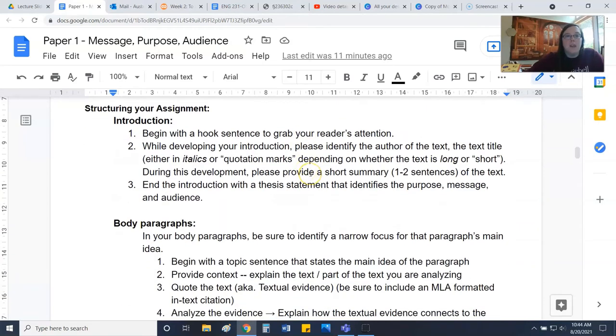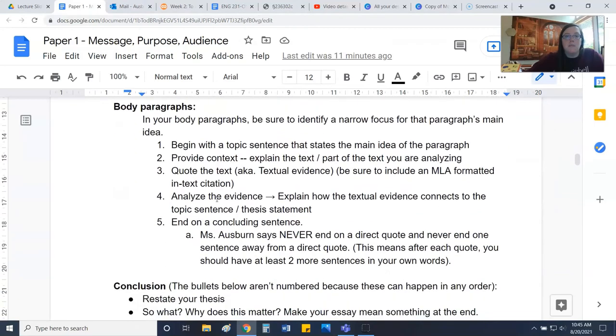You want to structure your paper just like any other paper that you've written. You have a hook sentence and background information in your introduction. That background information, for the purposes of literary writing, needs to be the author, the title of the text, and a short summary of the text. And then you end that introduction with a thesis statement.